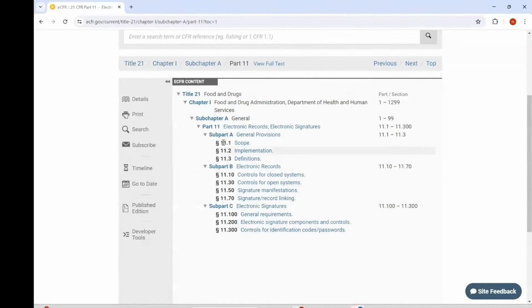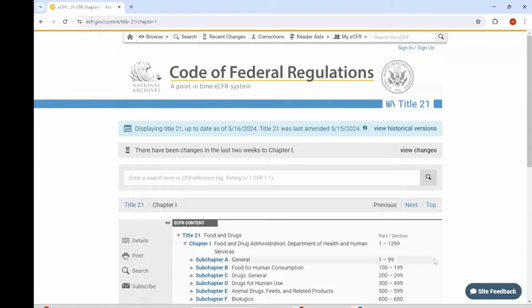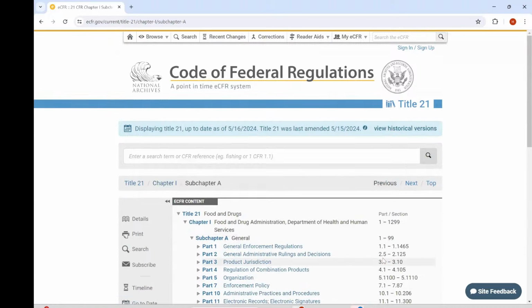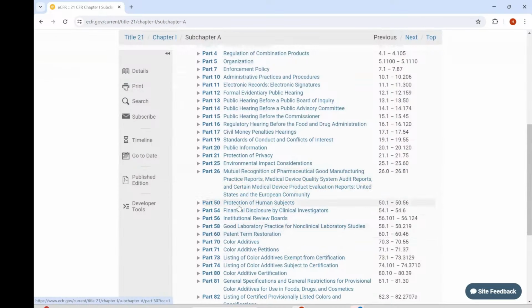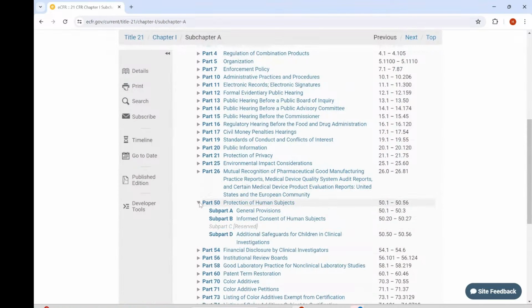So let me go back to chapter 1. If I go to Part 50, I open this, and Part 50 says about protection of human subjects. So you need to remember 21 CFR Part 50 is about protection of human subjects, and it's about the informed consent form.